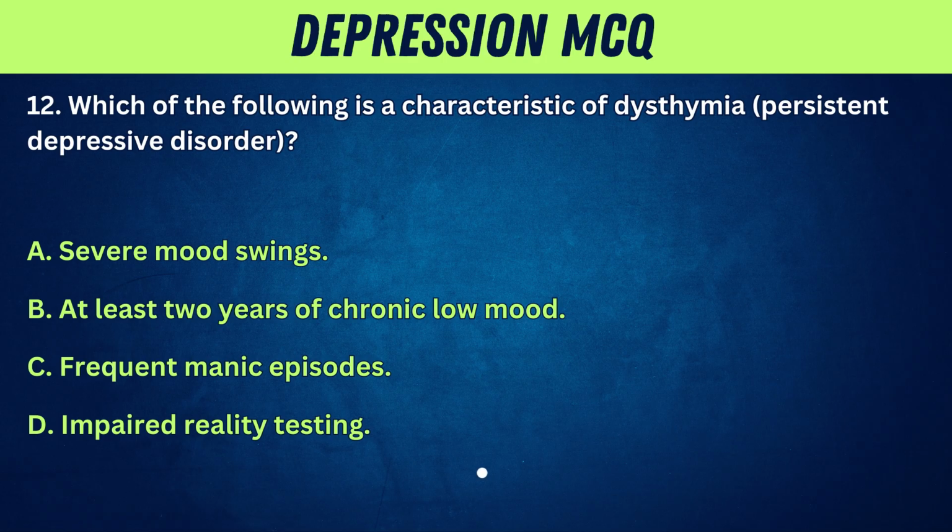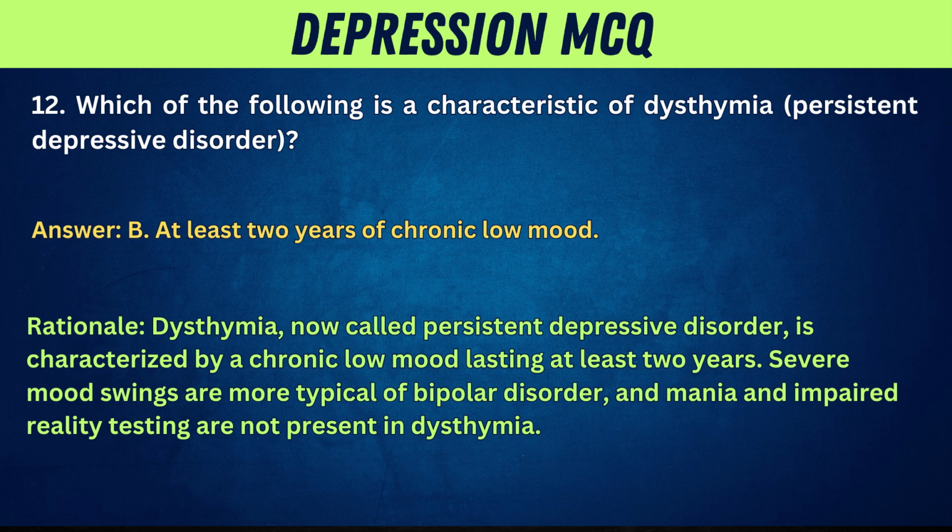12. Which of the following is a characteristic of dysthymia, persistent depressive disorder? A. Severe mood swings. B. At least 2 years of chronic low mood. C. Frequent manic episodes. D. Impaired reality testing. Answer: B. At least 2 years of chronic low mood.